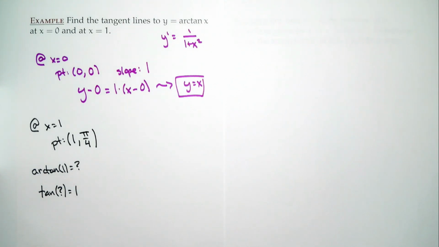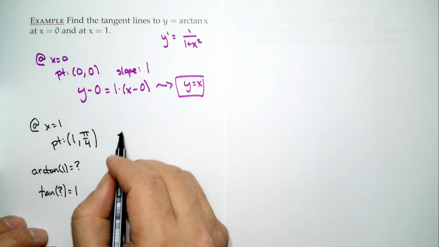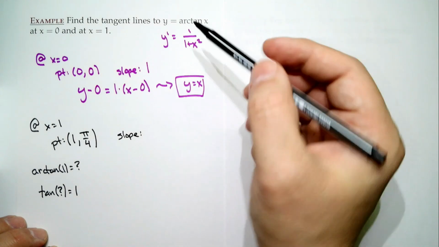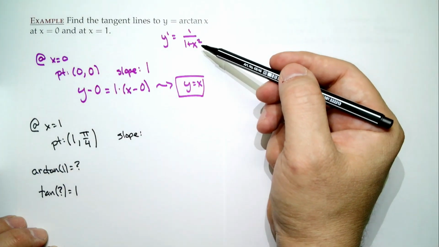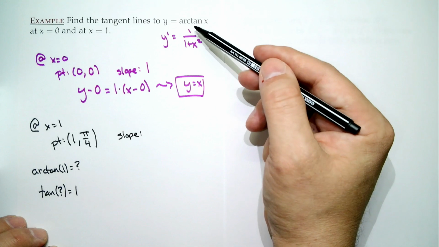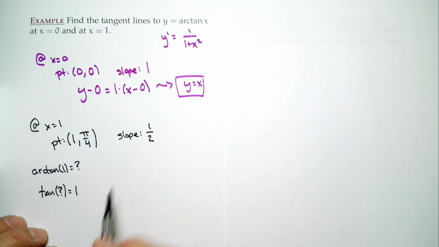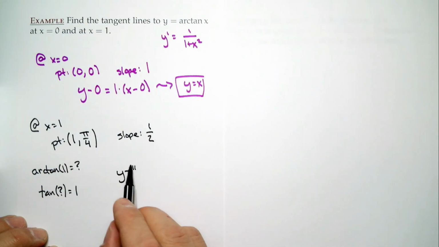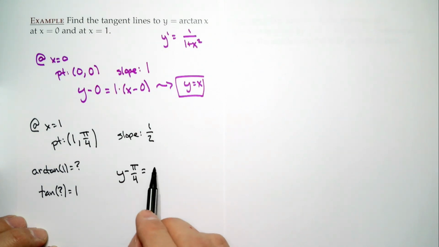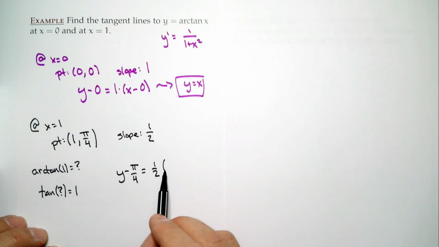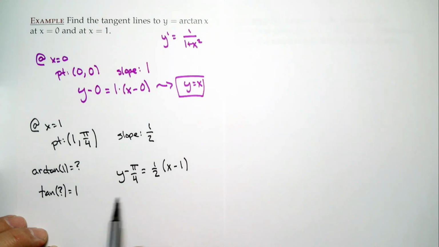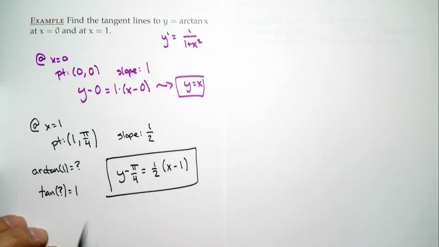So this is another thing that makes arctangent nice. You can actually evaluate it at 1, and you get a reasonable answer. What's the slope at 1? Well, plug 1 into the derivative. What do we get? 1/2, because we get 1 over 1 plus 1 squared. So we have a point and a slope. So y minus your y value, which is pi fourths, is equal to 1/2, which is your slope, times x minus your x value, which is 1. And that's it.